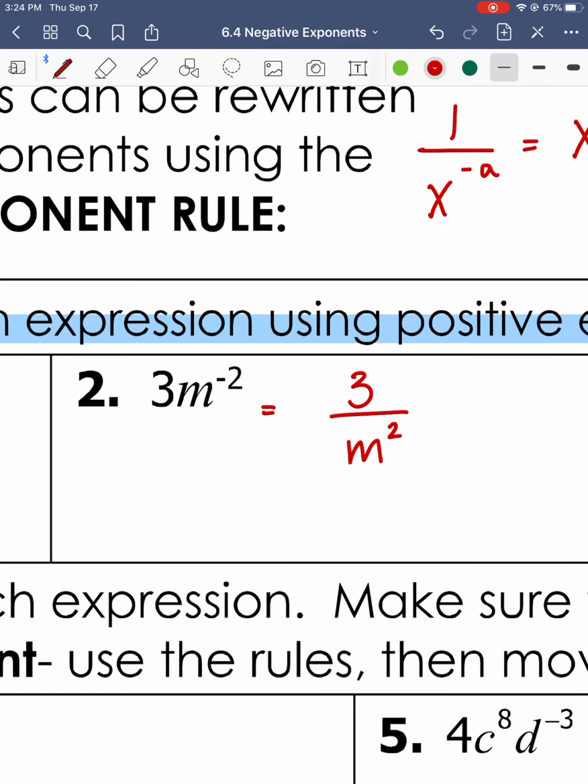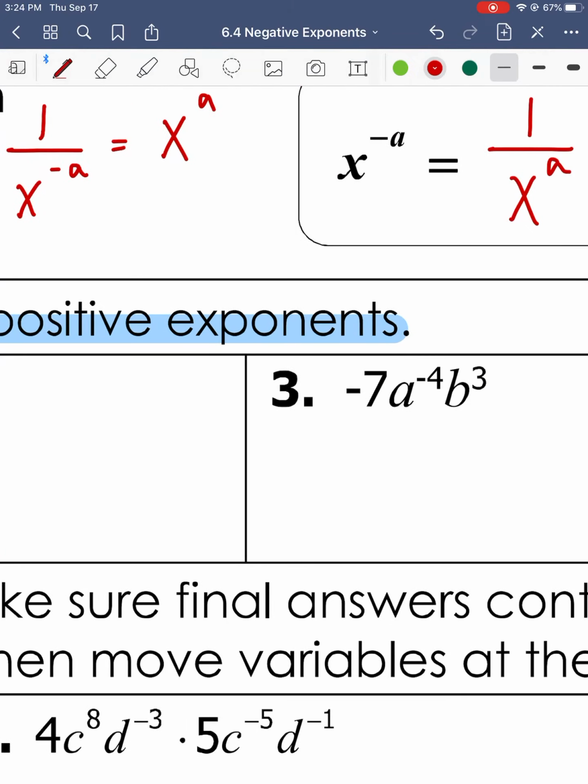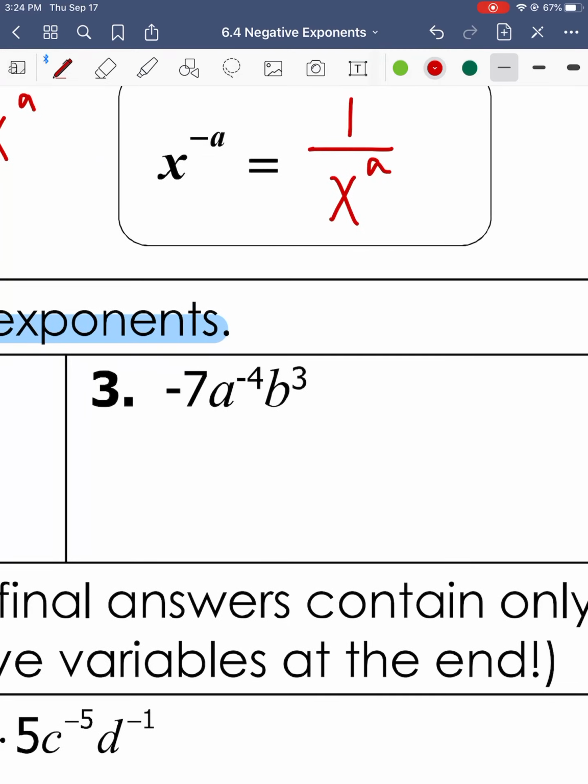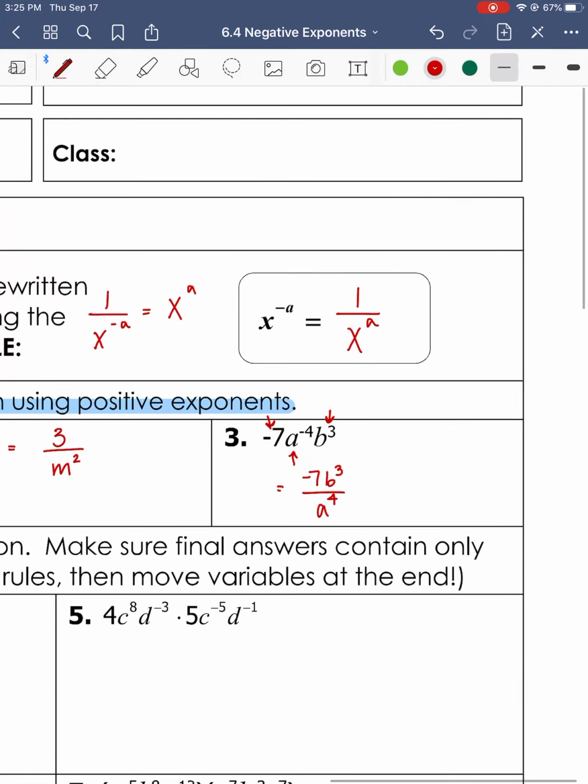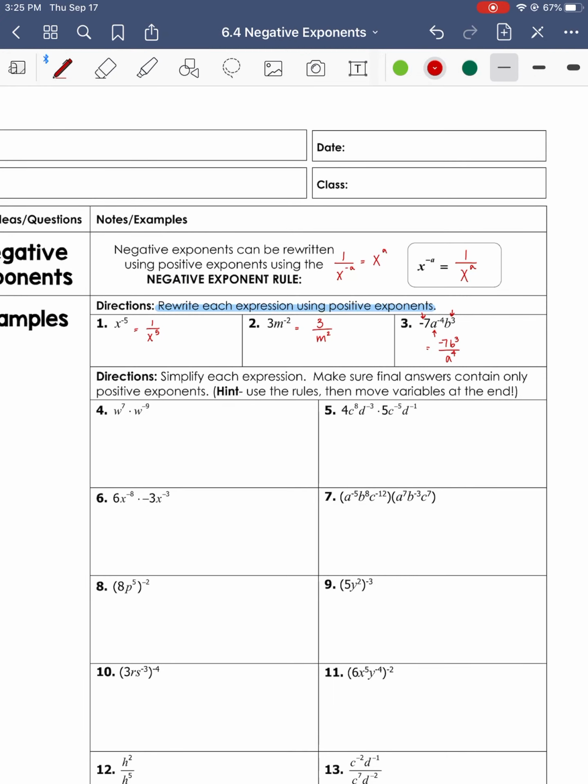And then this last one, we have a positive exponent here, a positive exponent here, and a negative exponent here. So we're going to leave the positive exponents, negative 7 and b cubed, in the numerator, and then we're going to move a down to the denominator and make its exponent positive like that. All right.